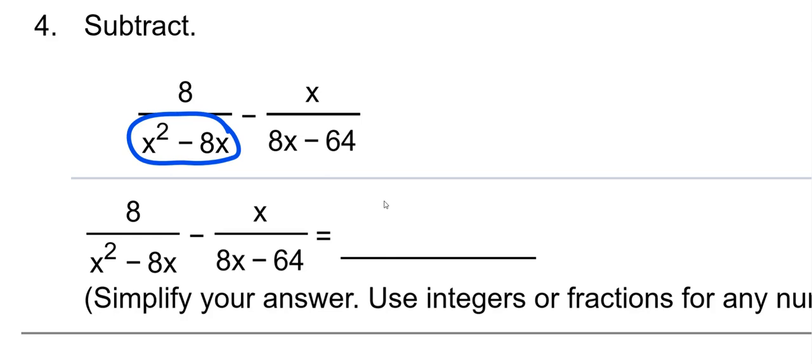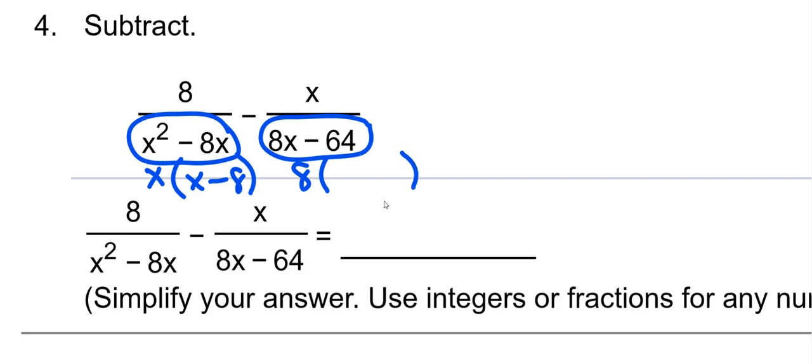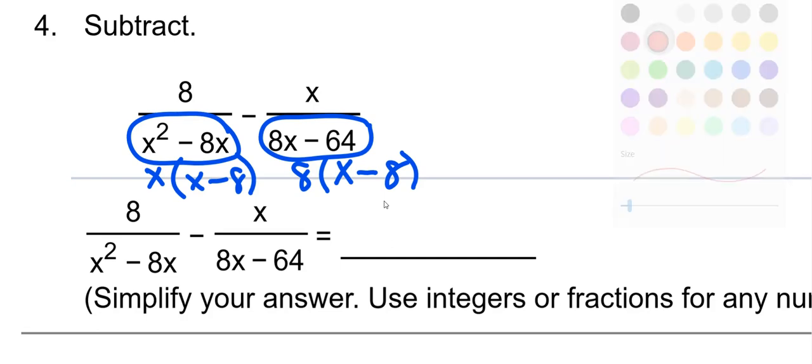X, thank you very much. If I pull an x out, what am I left with? Hopefully you're writing this stuff down. What can you pull out of the second denominator? 8. And if you pull out an 8, you're left with x minus 8. Okay, folks.